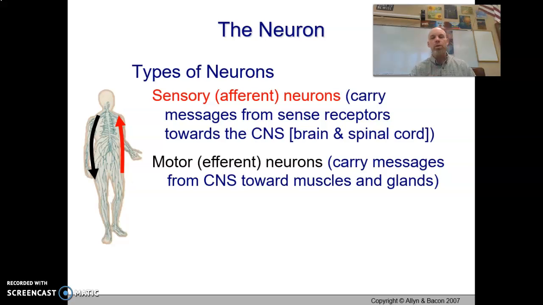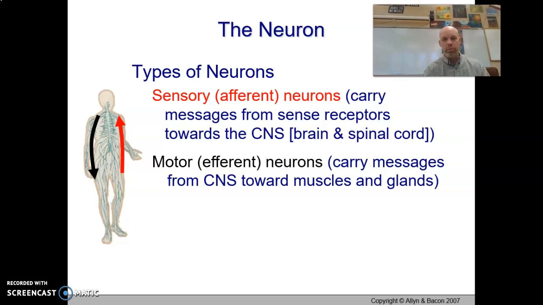Okay? Motor neurons are going to take messages from the central nervous system towards the muscles and the glands. So let's say that this desk was in my way and I needed to move it over a little bit. Well, it's motor neurons from my brain and spinal cord going out to the peripheral nervous system, which we'll talk about later, into the peripheries, into the muscles, saying, okay, move that desk a little bit to get it out of the way.